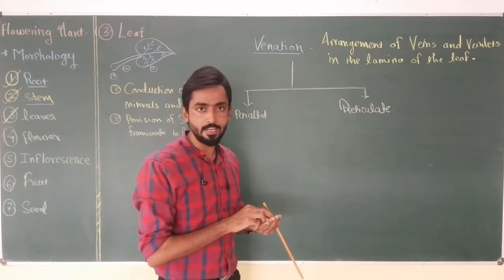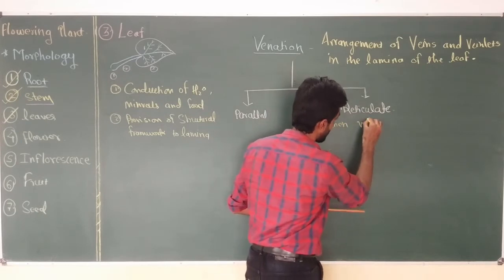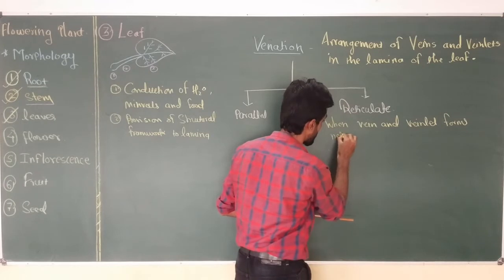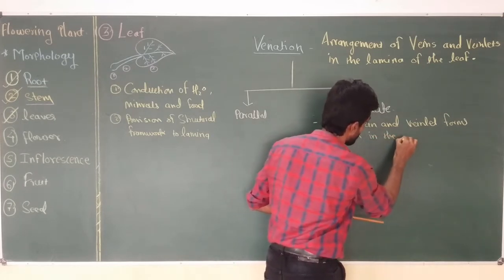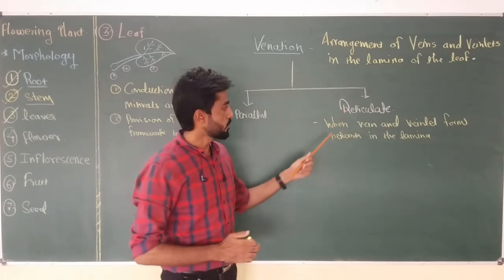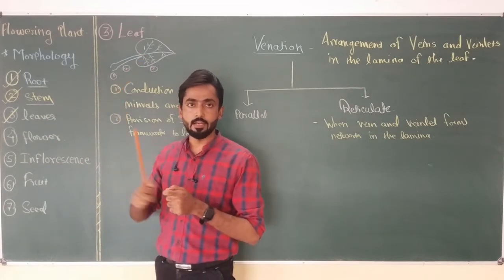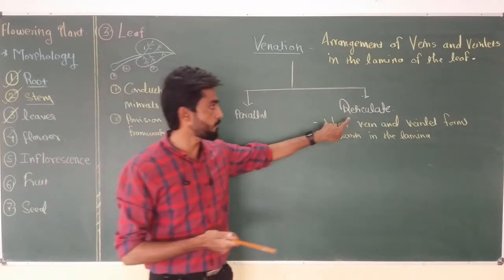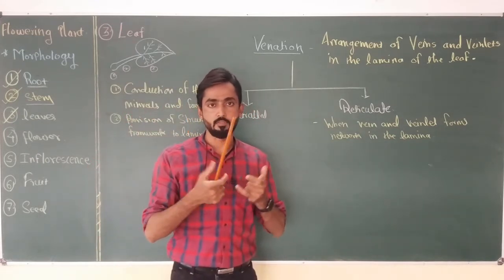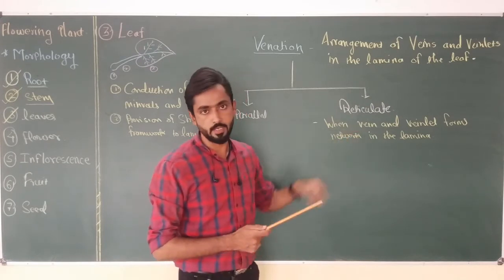If we want to define reticulate venation, we can write: when veins and veinlets form a network in the lamina, we classify that type of arrangement as reticulate venation. So what is the network? In this case, a central midrib is present, and from the midrib, veins and veinlets are distributed laterally. Centrally a single prominent vein is present, called the midrib, and from the midrib different lateral veins and veinlets spread in the lamina, due to which a network is produced, and such a network type of vein arrangement is called reticulate venation.